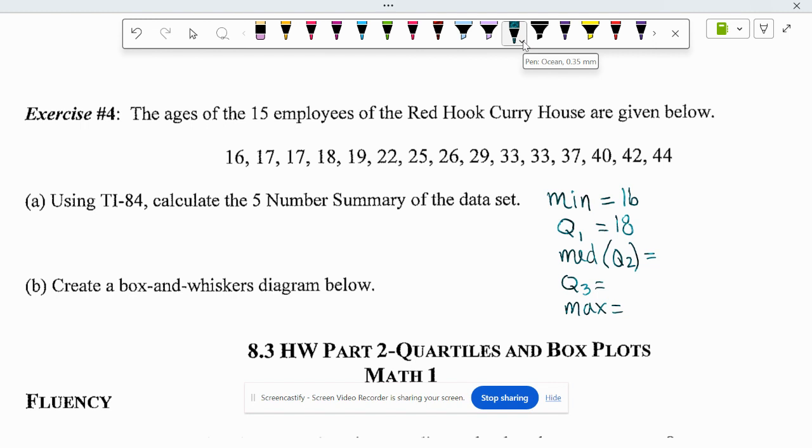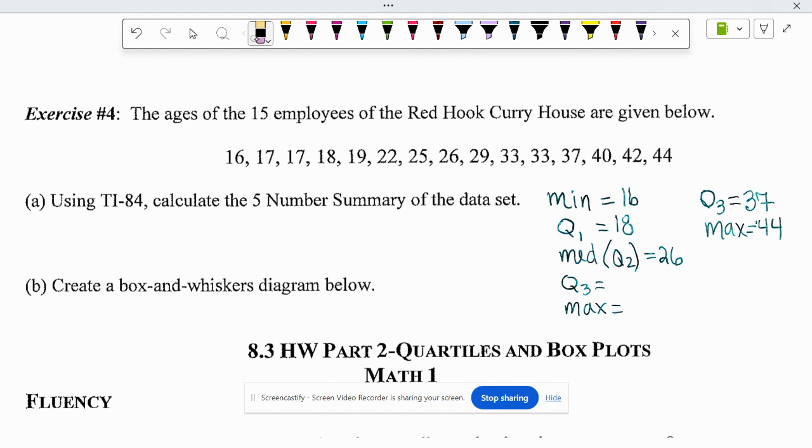All right, so median we said was 26 maybe? Okay, and then what did we get for Q3? 37. And what did we get for our max?